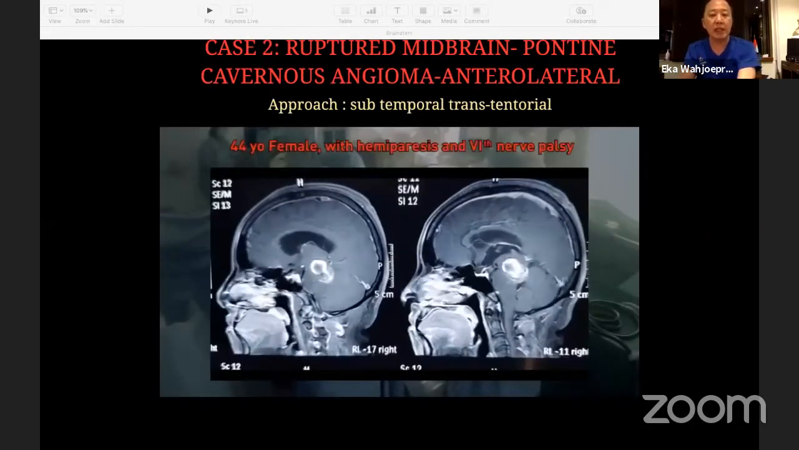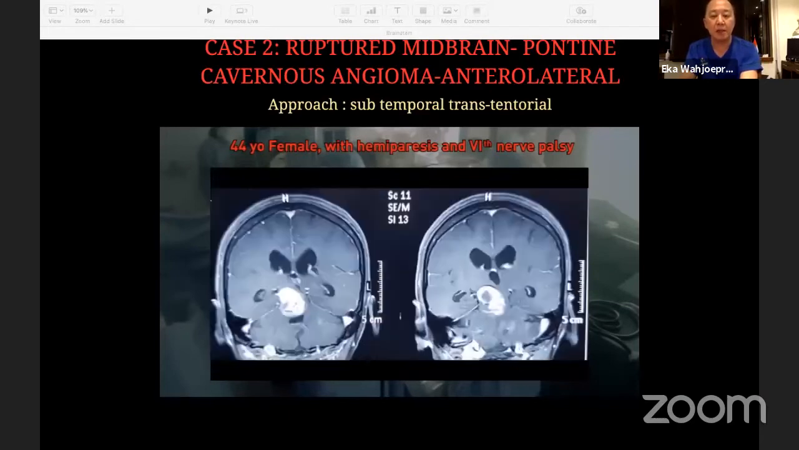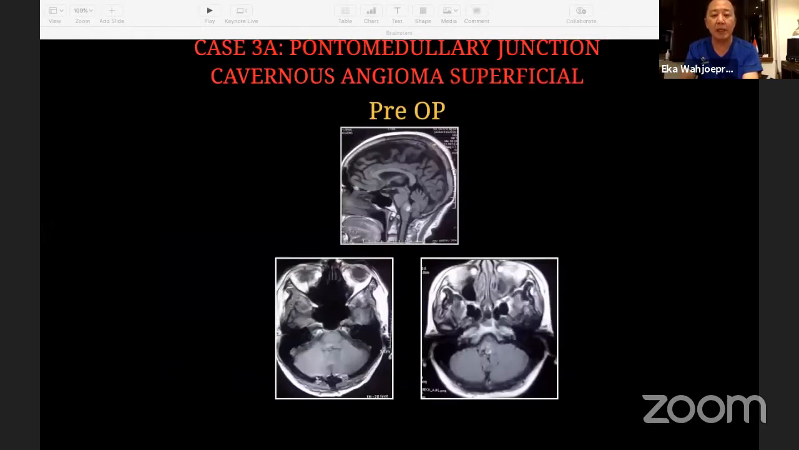So this is another case of a female with a hemiparesis with a fourth nerve palsy, and we did surgery. You can see here, this is quite a huge cavernoma, and we did it with a subtentorial transtentorial approach.